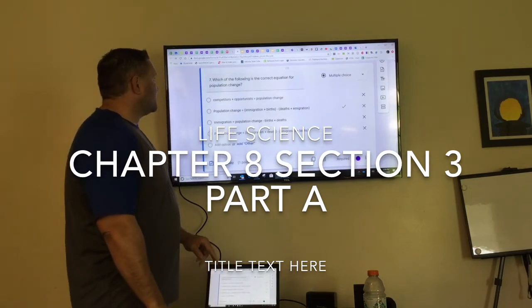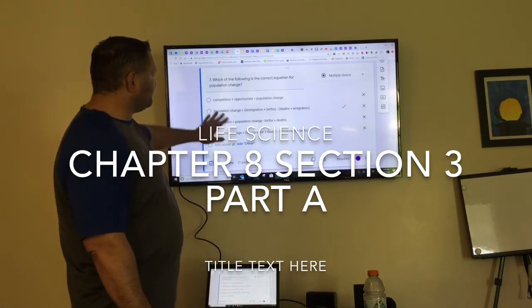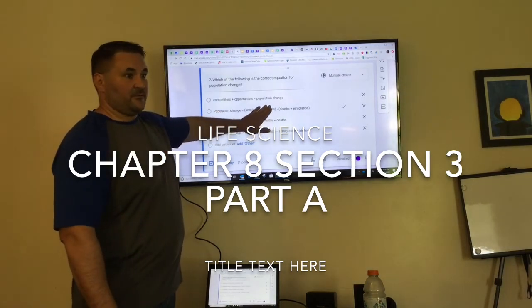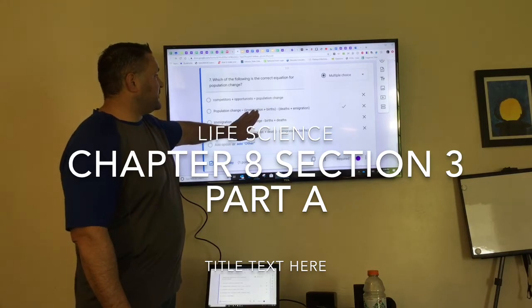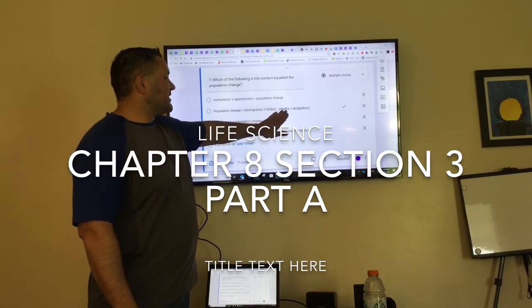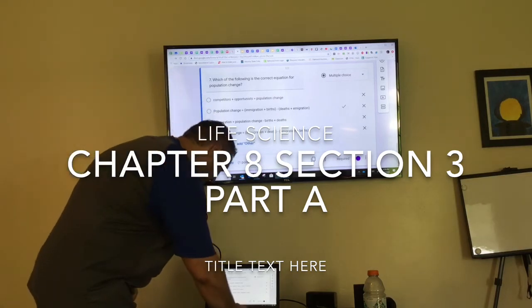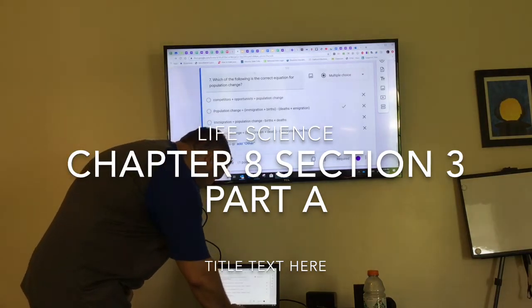Which of the following is the correct equation for population change? Immigration plus births, meaning things being born plus things moving into the area, are going to increase. Subtract the deaths and subtract the emigration from the area. Hopefully you guys got those all right.